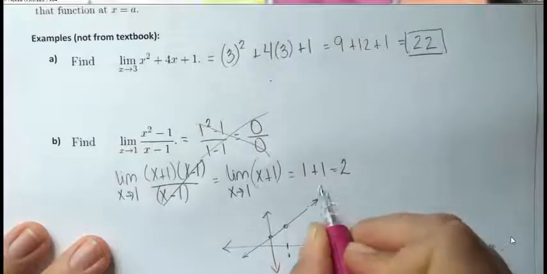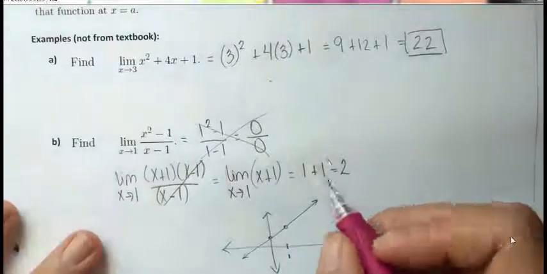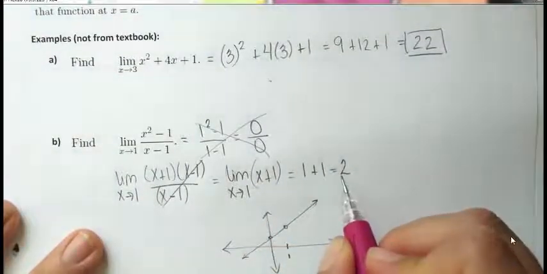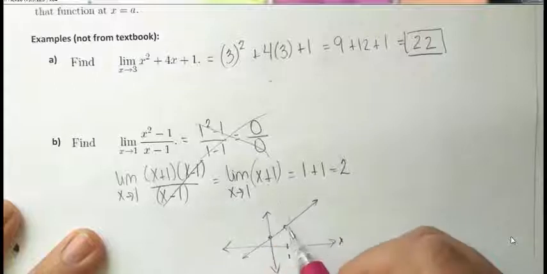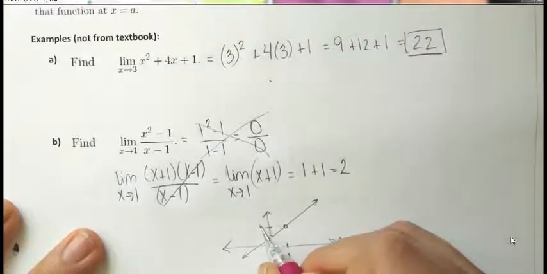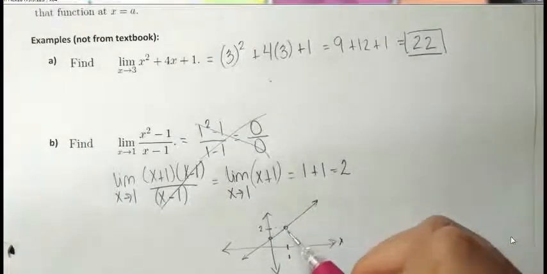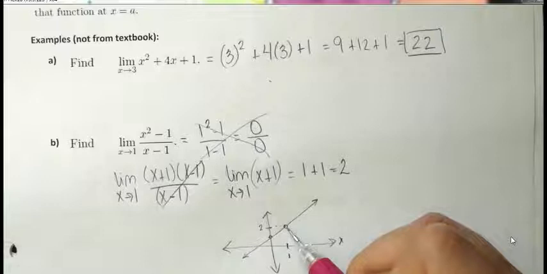And then when we actually evaluate it, well, we can't evaluate the actual function, but when we plug 1 into the reduced function, at 1 I have an output of 2. However, there's a hole there. So what it's saying is, this is a removable discontinuity.